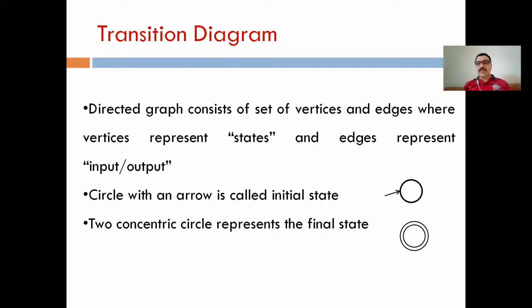And here the two terms are very important. First is the simple circle with an arrow. This one is called the initial state because there are a lot of states in the transition diagram. So if the circle with an arrow, that can be considered as the initial state, and if the state is represented by two concentric circles, then it is considered as the final state.